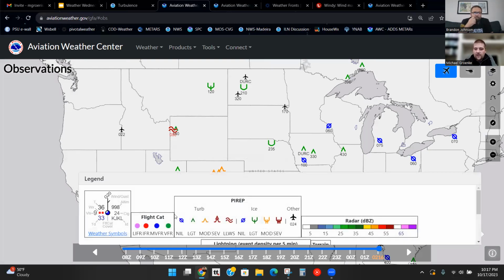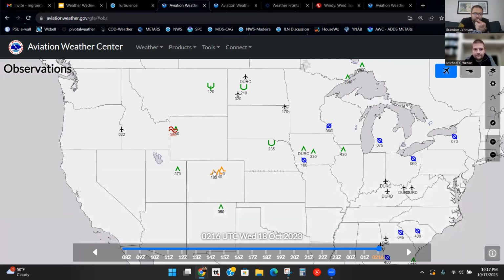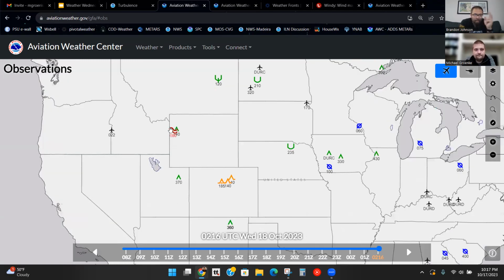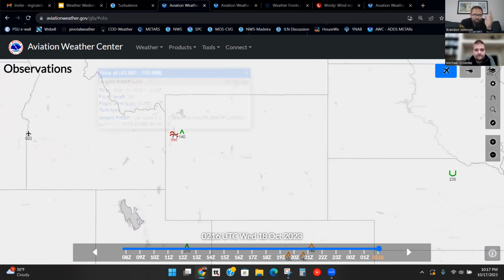Let me get the legend here. So here are your symbols. The pilot reports map includes icing as well, but these little mountaintop looking things are turbulence. You've got nil, so that's they're reporting it's all clear. Light, moderate. The red one here is severe, and then the little squiggly is someone reported low level wind shear. Well, and what's funny is if you look there, the low level wind shear is right next to a light turbulence. Yeah, that's true.